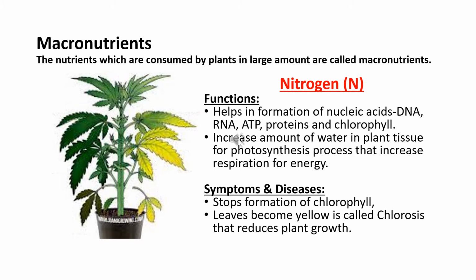So look at the picture. If the amount of nitrogen is less, then what happens? Symptoms: it stops formation of chlorophyll, so leaves become yellow, which is called chlorosis. That reduces plant growth. Why does it turn yellow? Because chlorophyll is not produced in the right amount. Look at the pictures on the left side. Those are healthy leaves, but these are not, due to the lack of nitrogen.